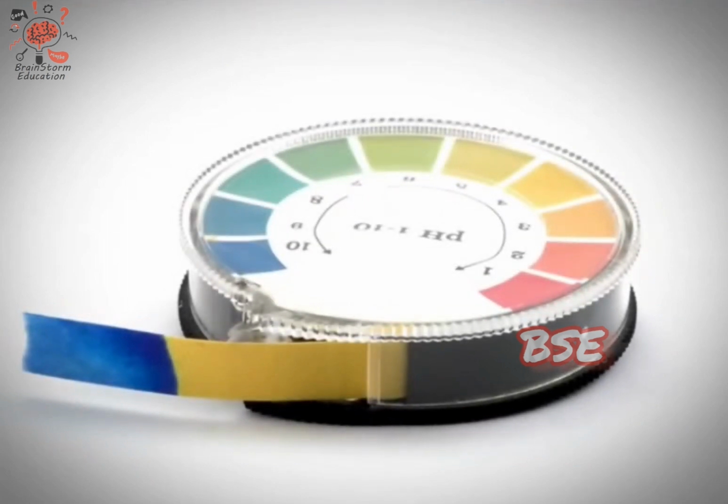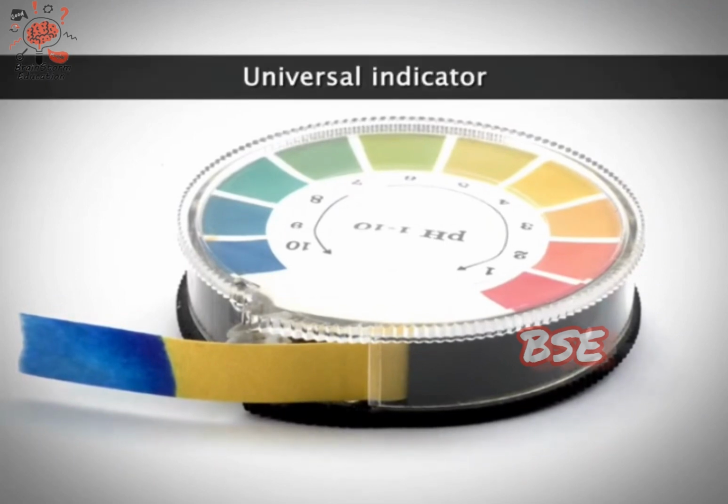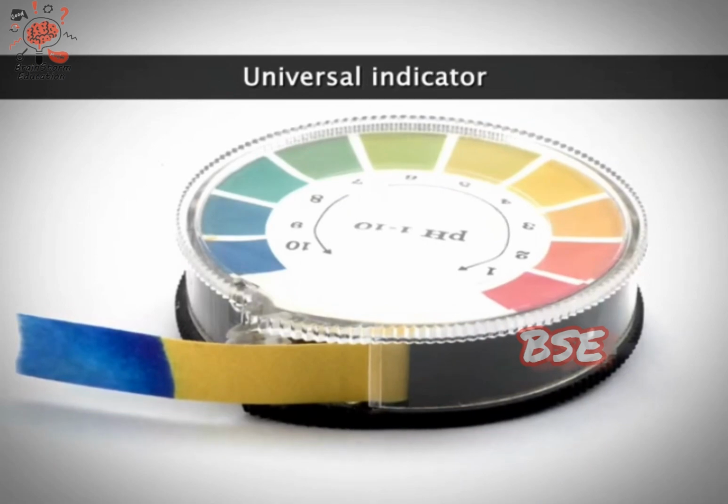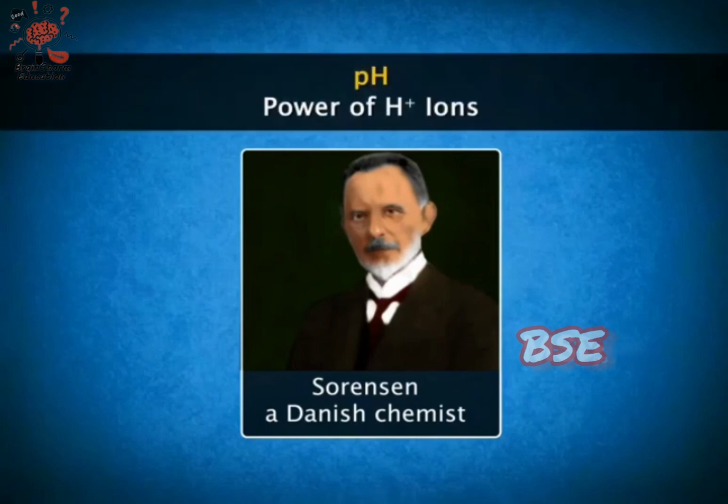To find out the amount of H+ ions or OH- ions, we need a universal indicator. Sorensen, a Danish chemist, introduced the concept of the pH scale in 1909. P in pH represents Potenz, power in German, and H stands for H+ ions.